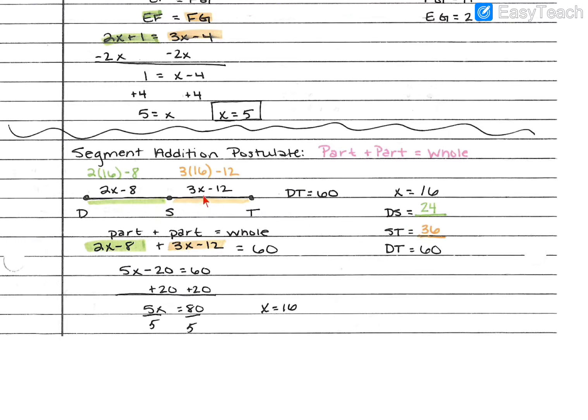Then we're going to check it with ST. Are they supposed to be the same thing? Not in this case, because we don't know that these are marked congruent or anything. We just know that this was a part and this was a part, and we knew the whole thing. So 3 times 16 minus 12, we get 36. Those are not the same. That's okay. We just want to make sure that 24 and 36, when you add those together, gets you to 60, because that's the whole that we knew.